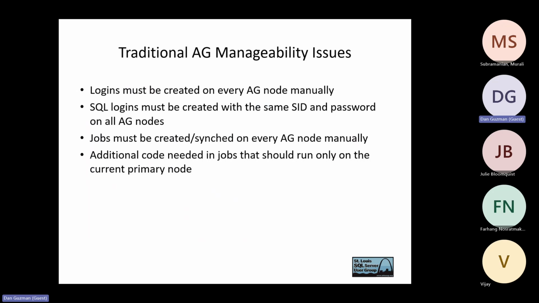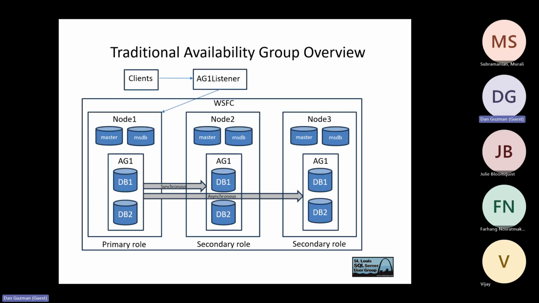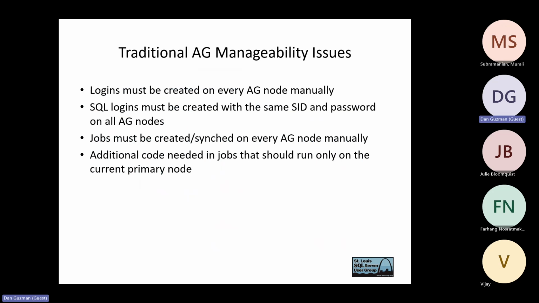So you have to use the syntax that allows you to specify the SID, meaning that you have to script out the SID on the source login or source node where you created the login, and use that to create the login on all the other nodes. You have to manually manage all the jobs. So anytime you make a change to a job, you have to apply that same change to every node in the availability group, and it just becomes fairly tedious.